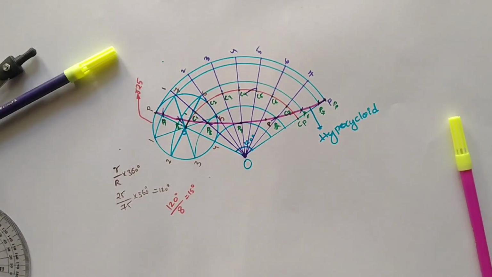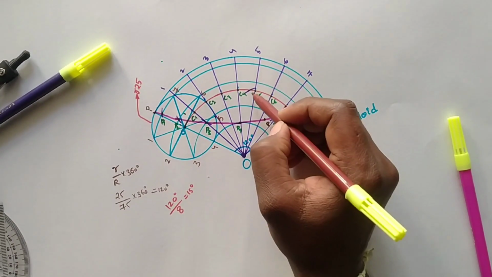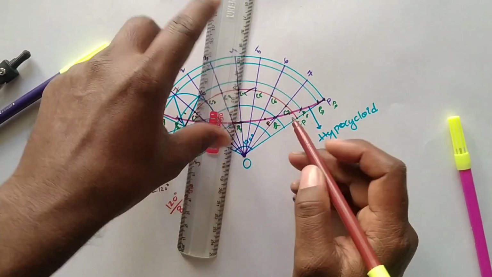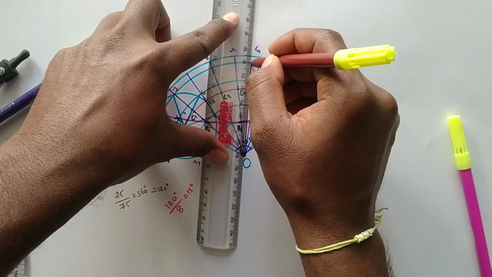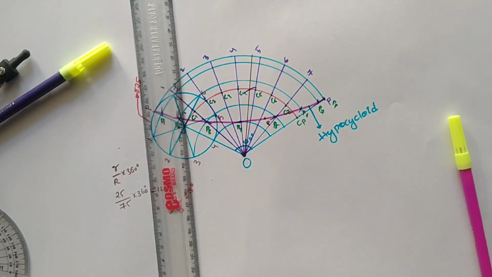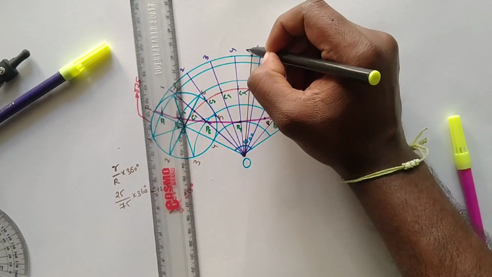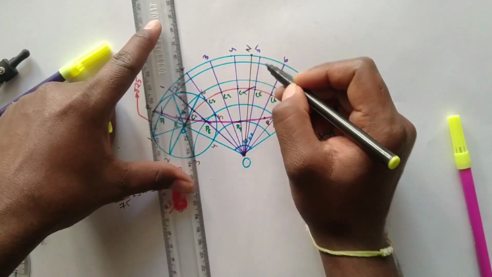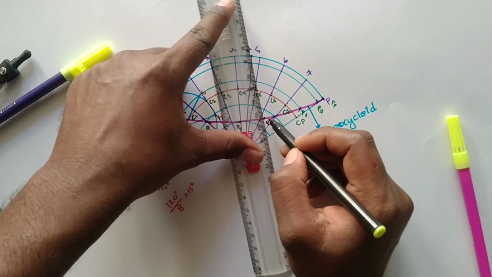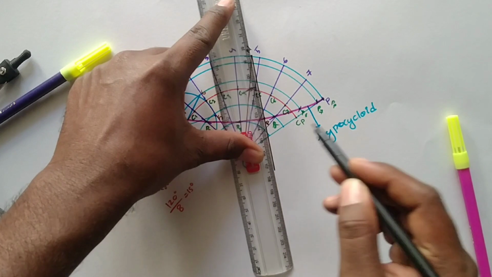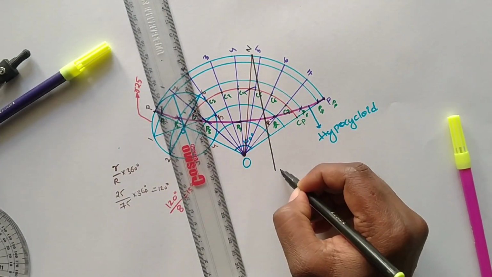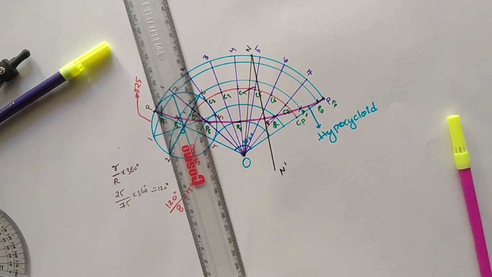Next, draw a line. This curve and this curve intersect at this point. From the directing center point, draw a straight line up to the top side. Let this be N. Next, draw a line from N up to the line passing through point P. This is N dash. N dash is nothing but the normal to the curve.